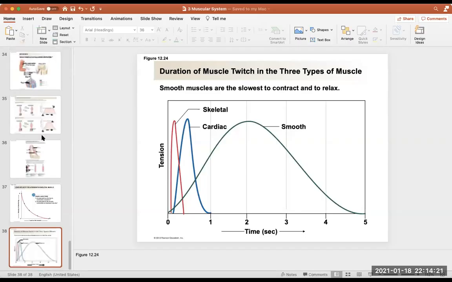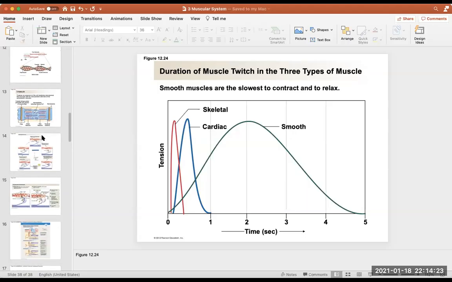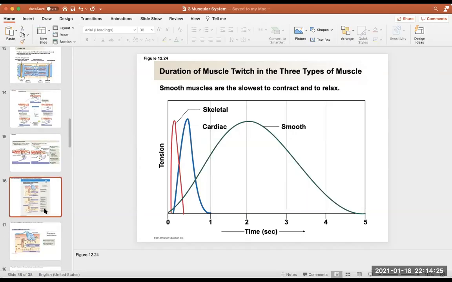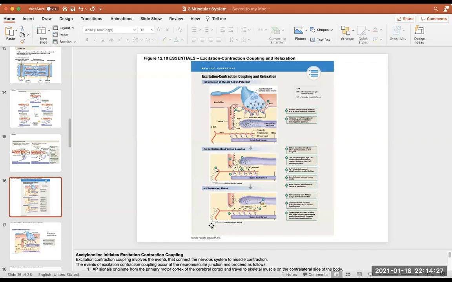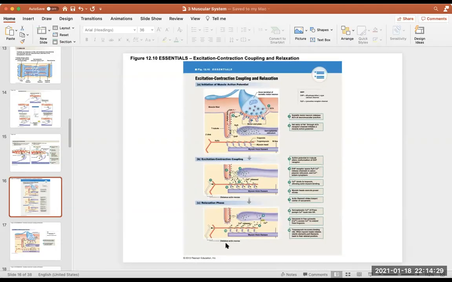All right, that should cover it for the review. Again, you guys, the most important part of this review is going to be the very beginning where we went through the excitation contraction coupling, which is this slide here. If you guys have any questions on that, please email me.